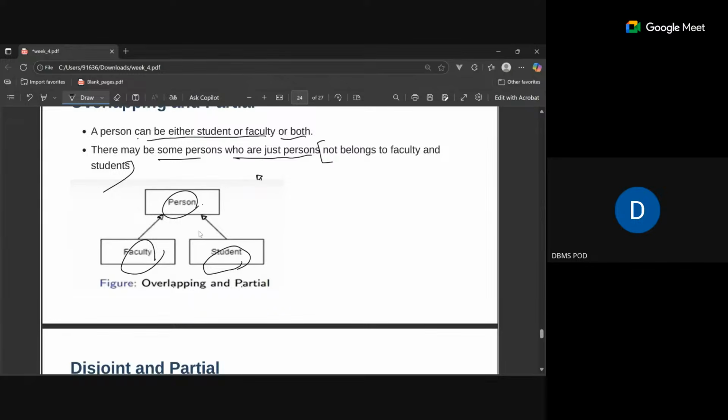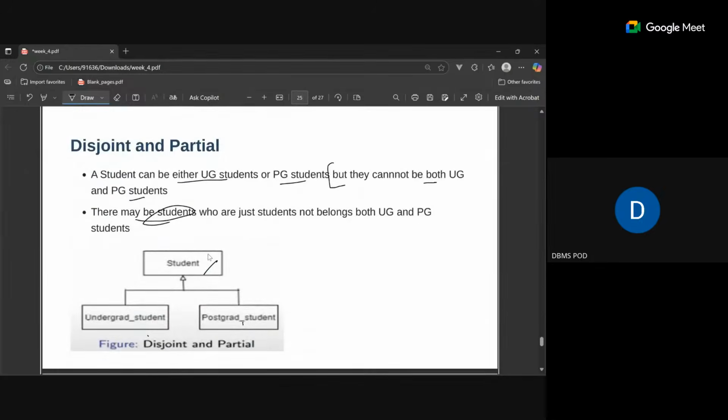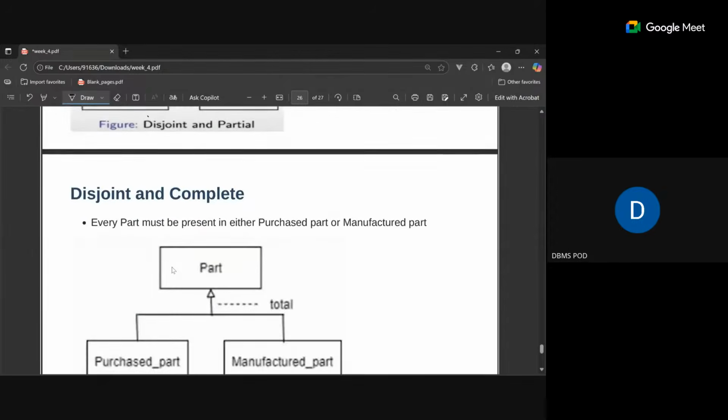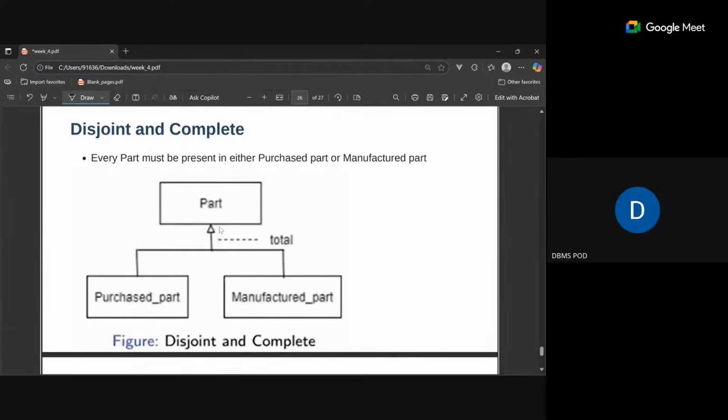This is the difference between this and this one. Carefully look at those diagrams. Since this is also this triangle arrow, that denotes a partial. And here, this symbol, something called like this, will be denoted as total. And this is disjoint and complete.